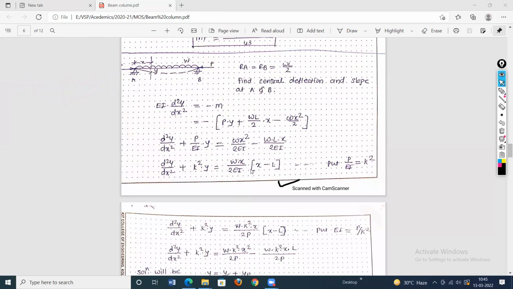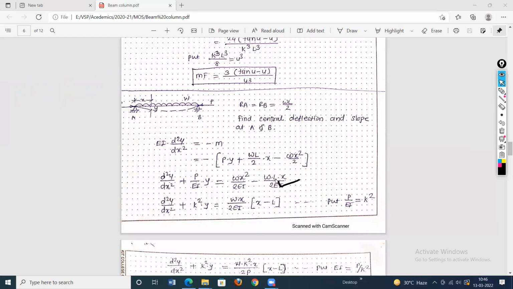Then another example is that the beam column is subjected to UDL. Then again the analysis steps are the same. First, determine the reactions at the supports. Because of the symmetry, the reaction due to lateral loading will be equal to WL divided by 2.